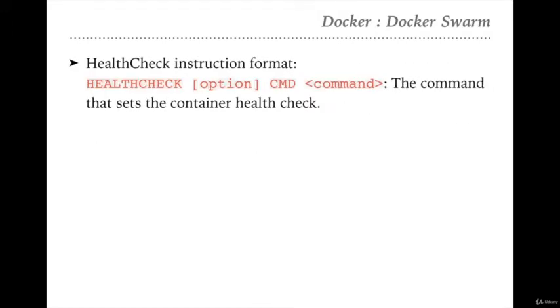Now suppose you want to put the health check in your Dockerfile, or in your Docker Compose YAML file. This is the command format which can be used to put the health check in the Dockerfile and the Docker Compose YAML file. We need to define the health check, then define the options; we will see what options are available with the health check. Then we need to define the CMD, and after the CMD, we need to define the command which will check the container health, right?